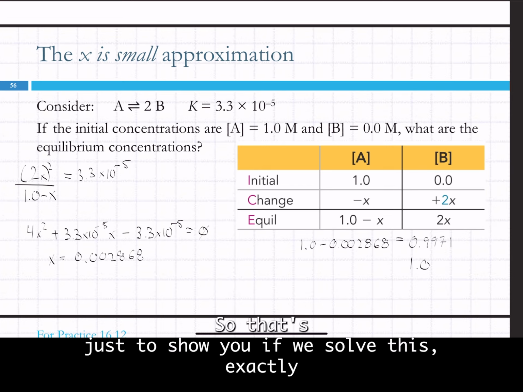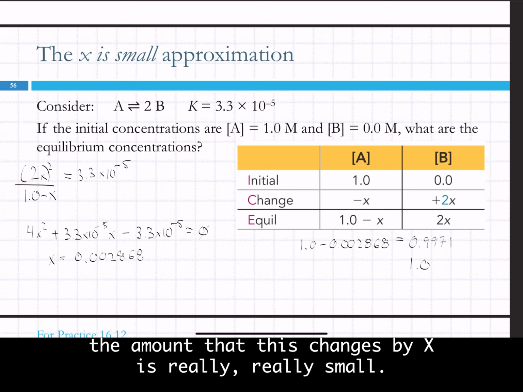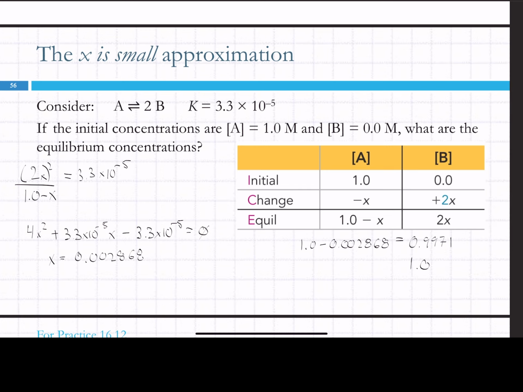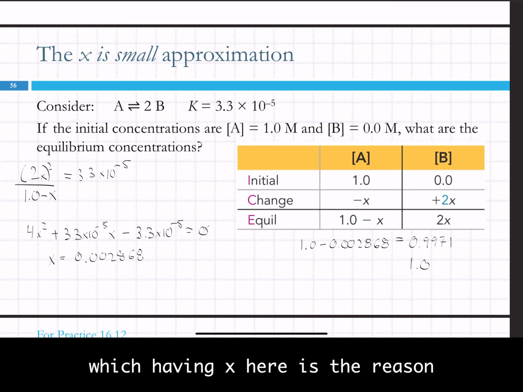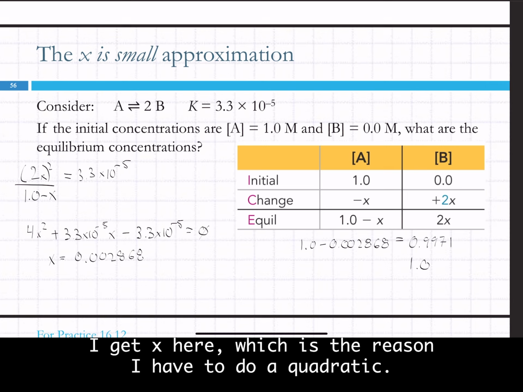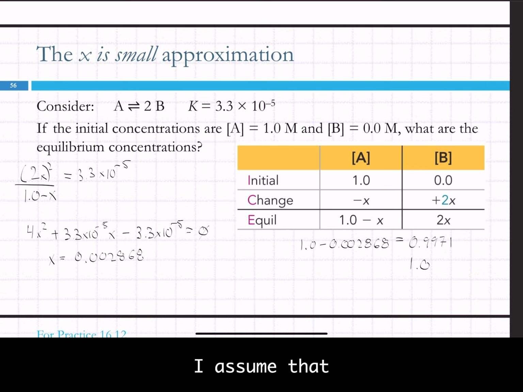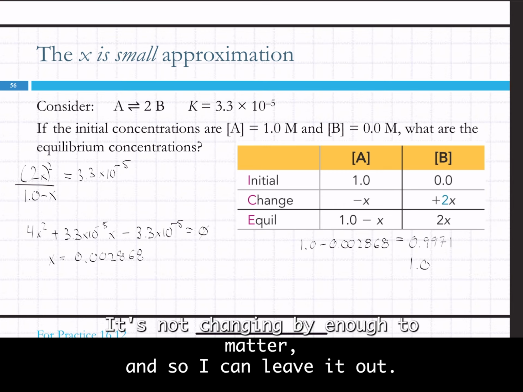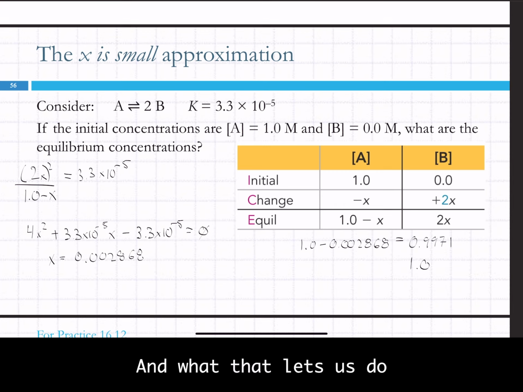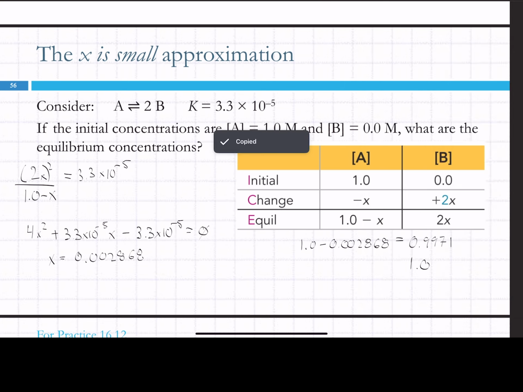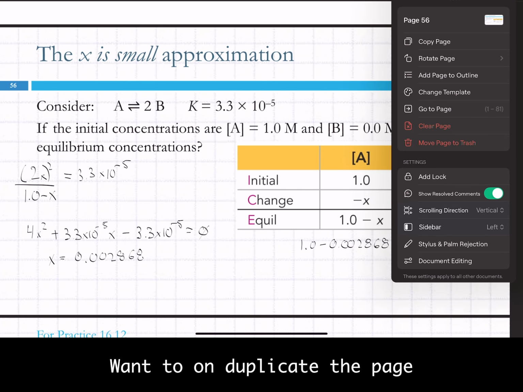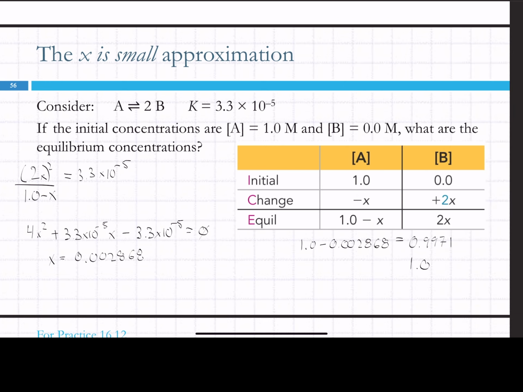That's just to show you that if we solve this exactly, the amount that this changes by, x, is really, really small. So instead of writing this out and having this x down here, which is the reason I have to do a quadratic, I assume that this is practically 0. It's not changing by enough to matter, and so I can leave it out. And what that lets us do, I want to duplicate the page. I have to do it this way.